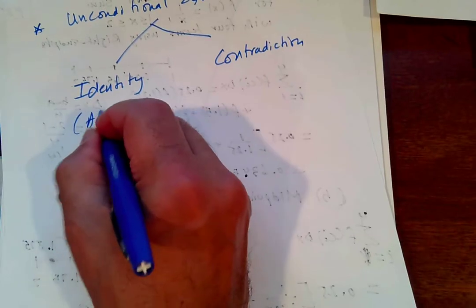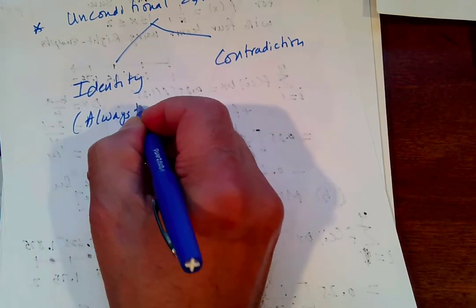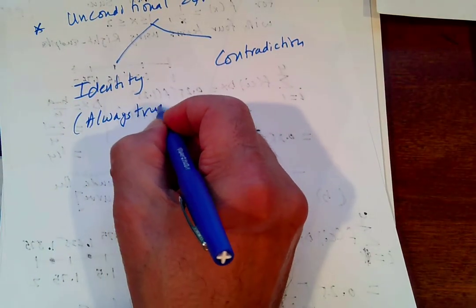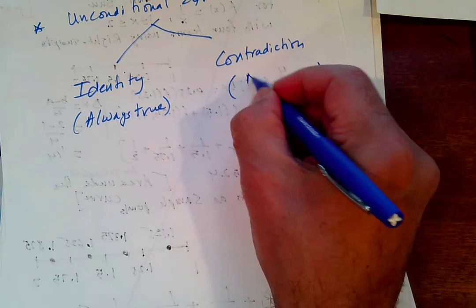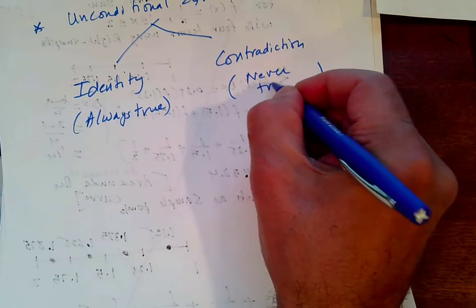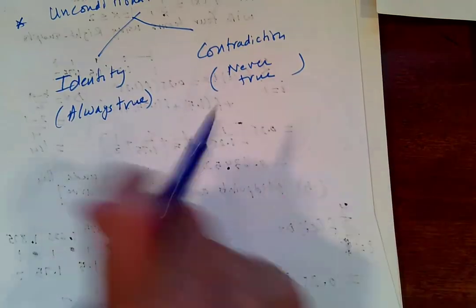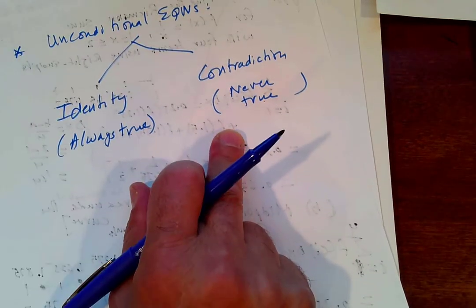An identity is an equation that's always true. It has infinitely many solutions. And then a contradiction is never true. It has no solution. Okay, so let's see an example of each case of the unconditional equations.